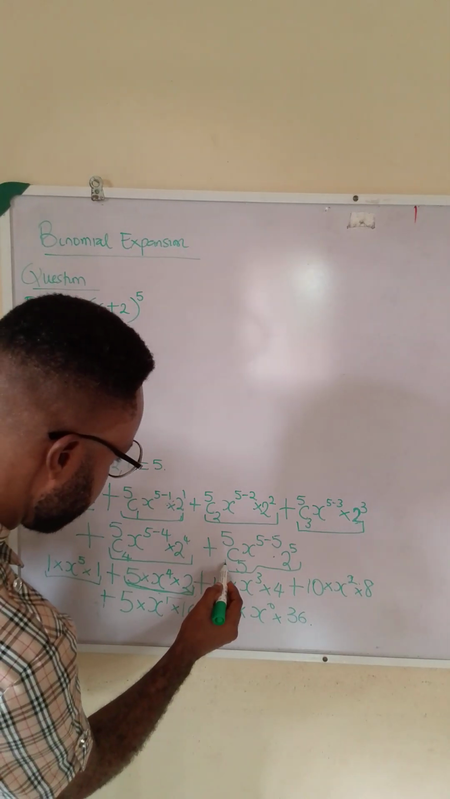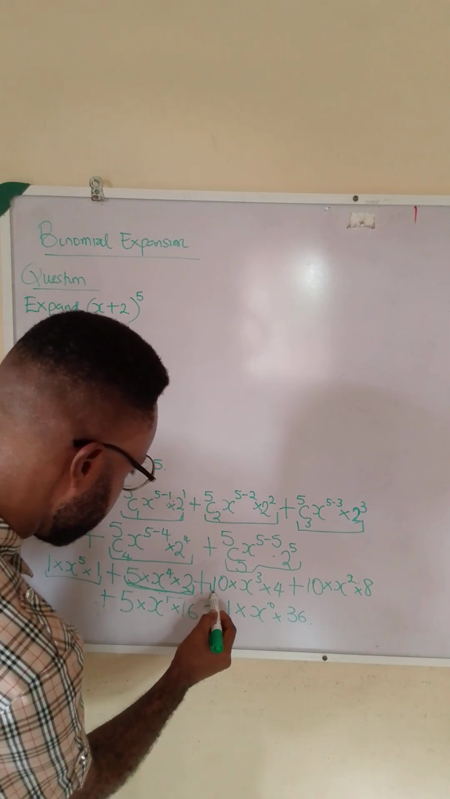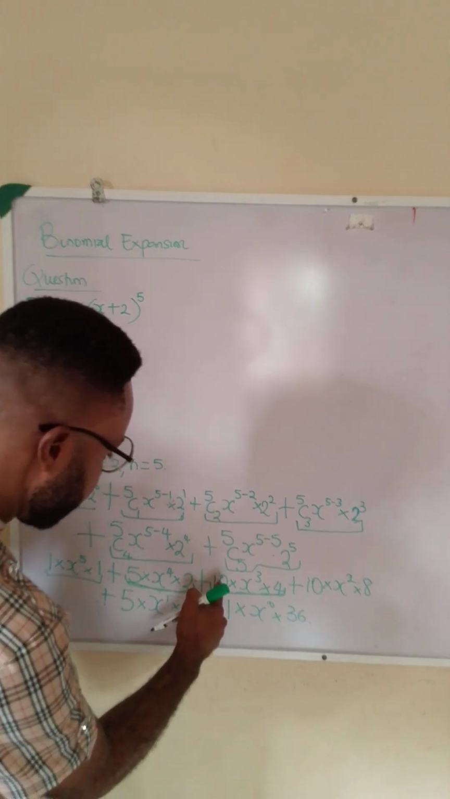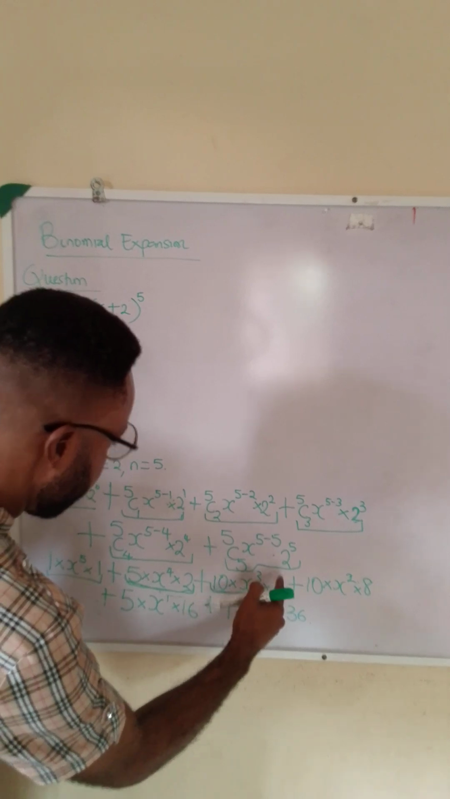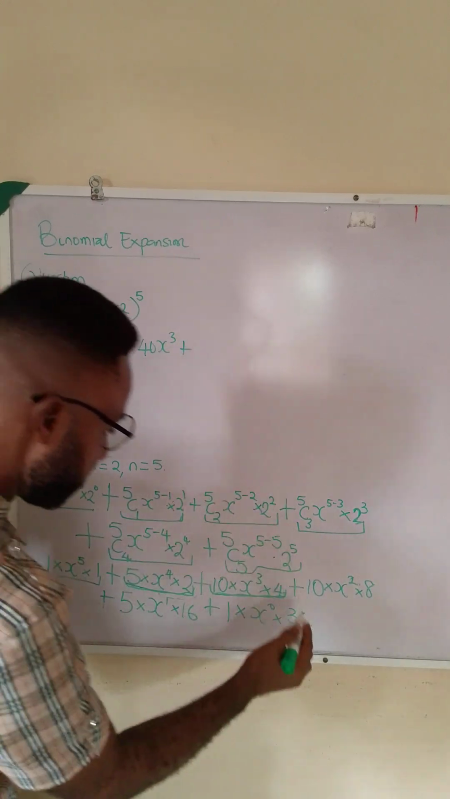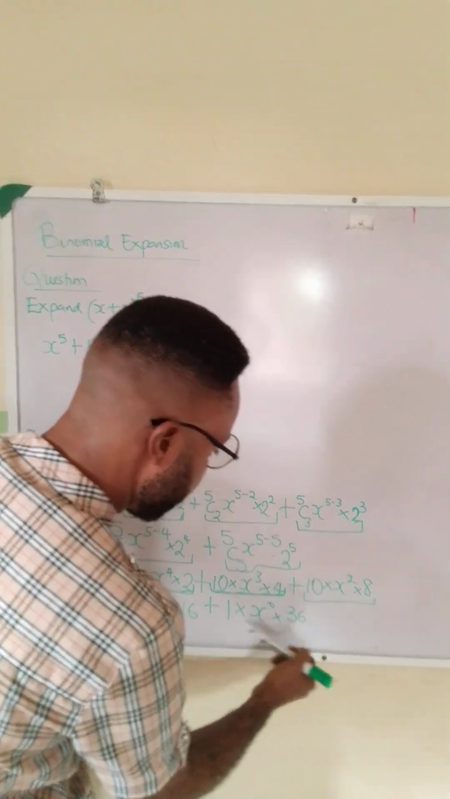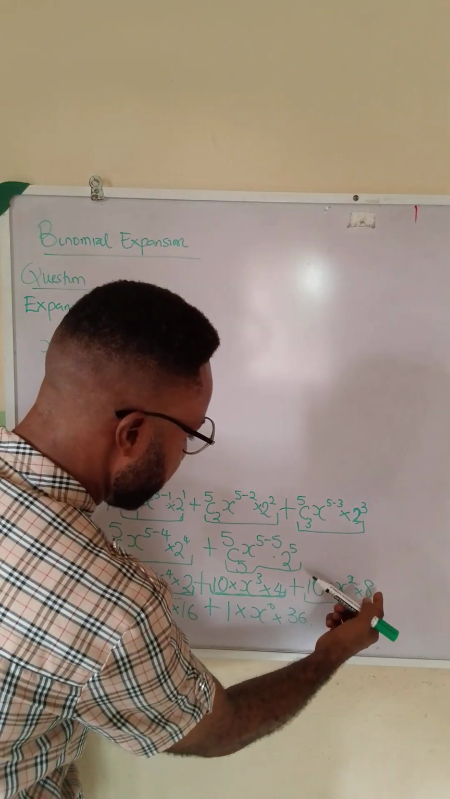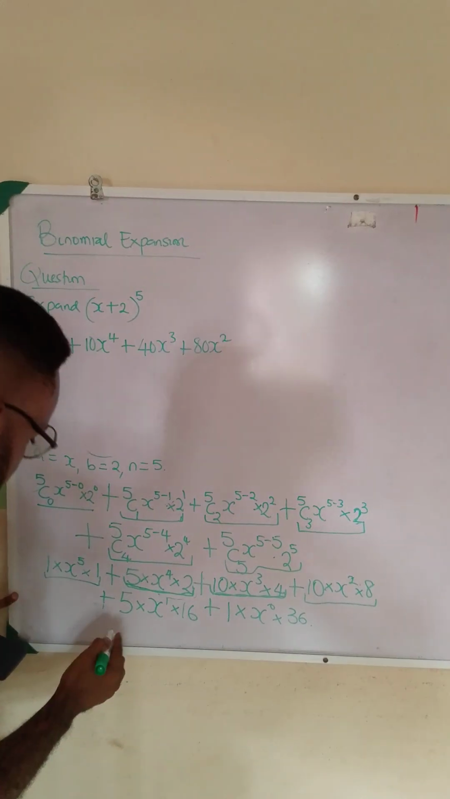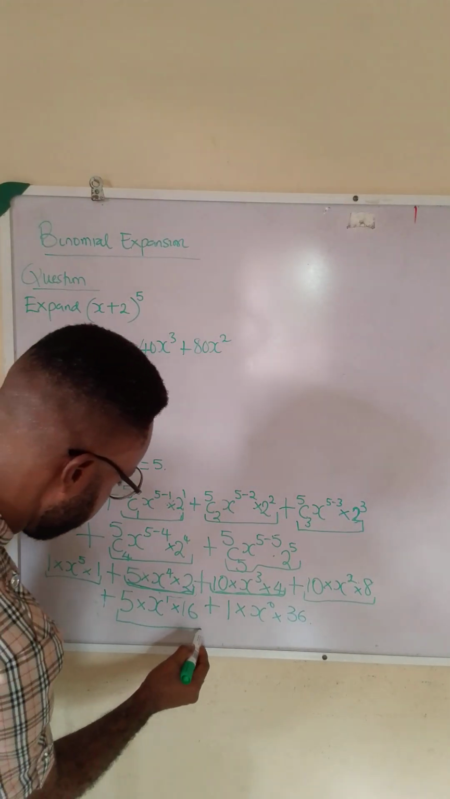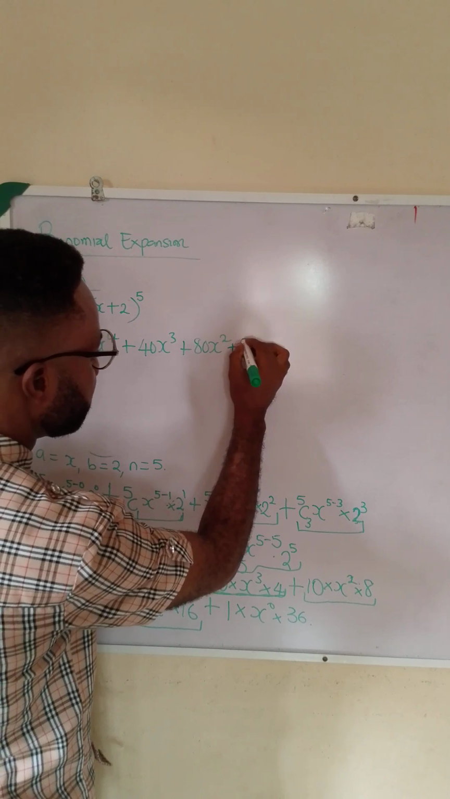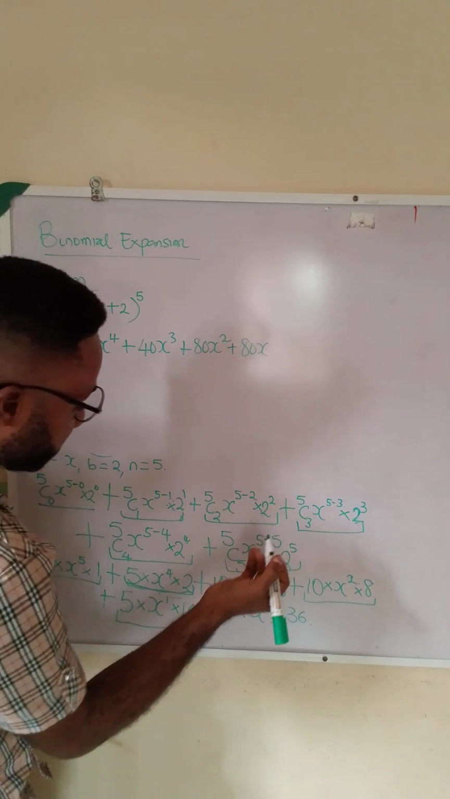So we now have to take this down to here. So we have 10 times x raised to power 3 times 4 will give us 40x raised to power 3 plus. So we now have to take this. 10 times x squared times 8 will give us 80x raised to power 2. So we now have to take this. 5 times x raised to power 1 times 16 will still give us plus 80x raised to power 1, which is the same thing as x.